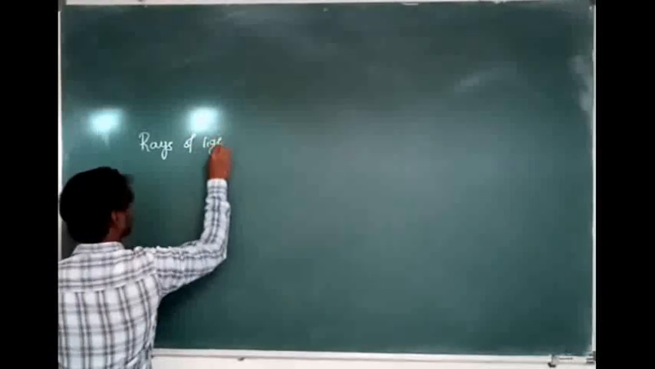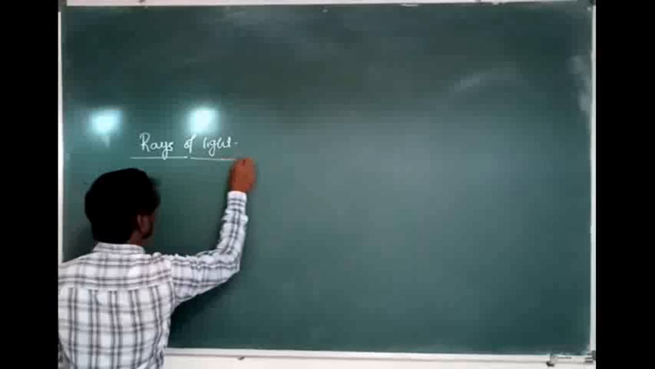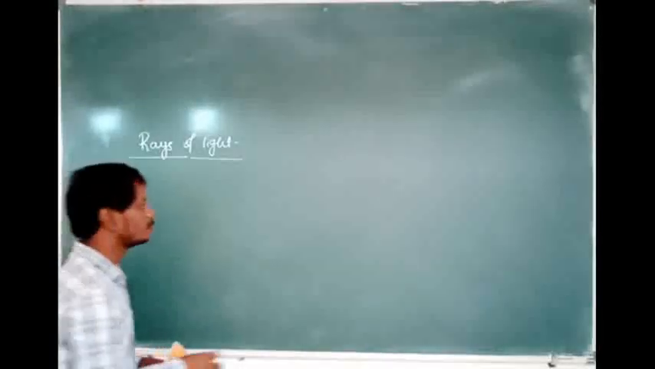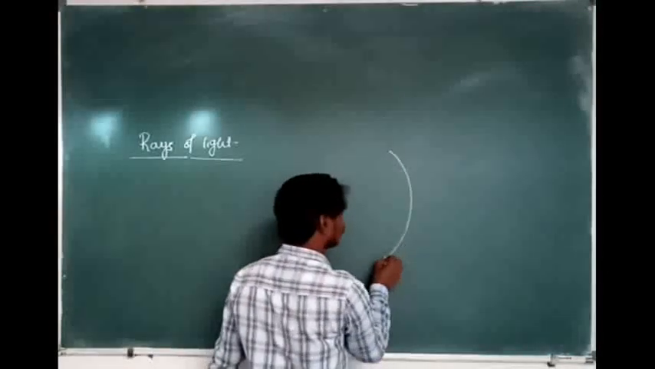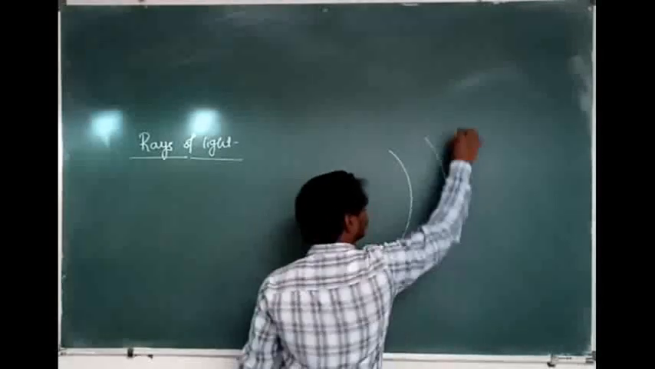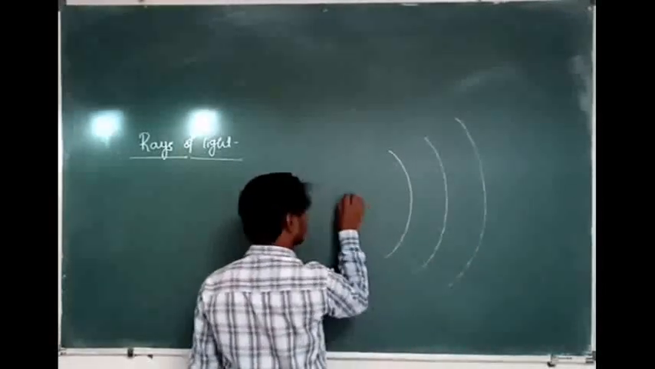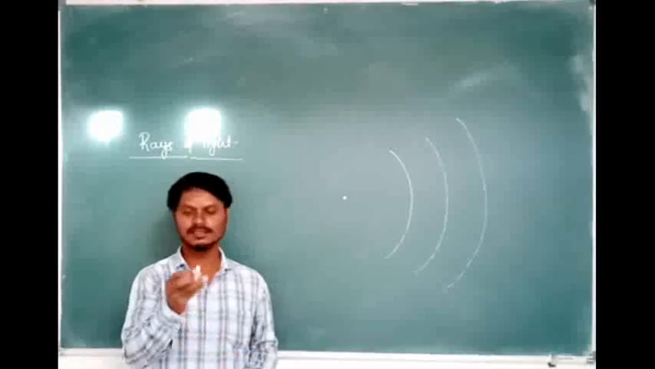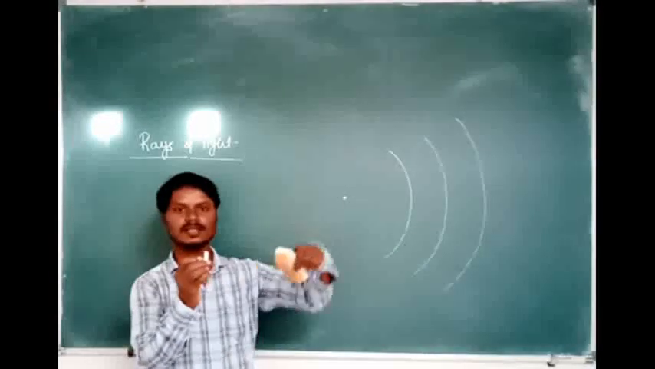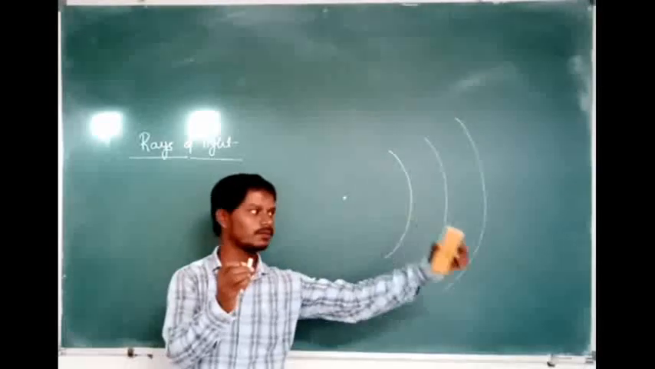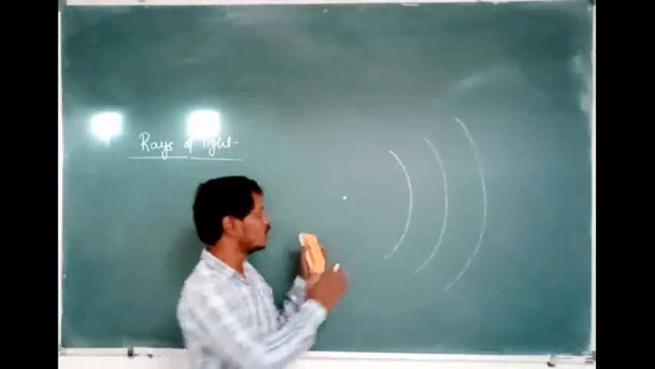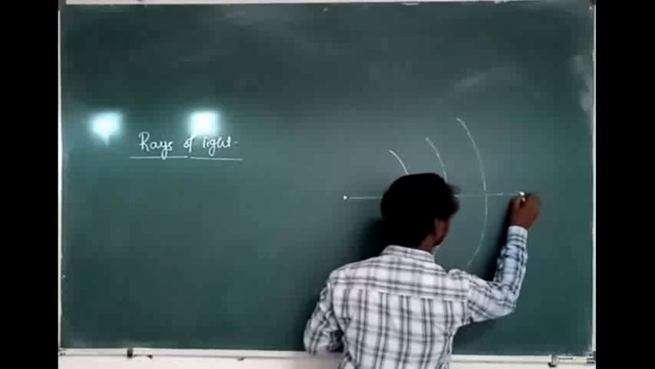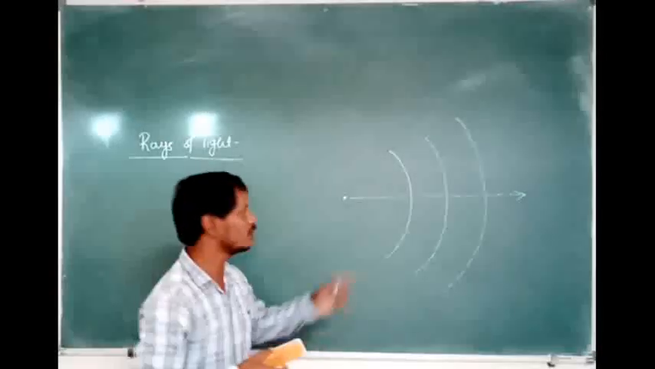So, what do we mean by rays of light here? These are the straight lines drawn perpendicular to the wavefronts. Okay, see here. These are the spherical wavefronts originating from a point source. Always, the waves propagate in the forward direction. Let us assume this is a source of light. Around this source, light waves are propagating in which direction? Forward direction. That can be shown by drawing straight lines perpendicular to the wavefront.